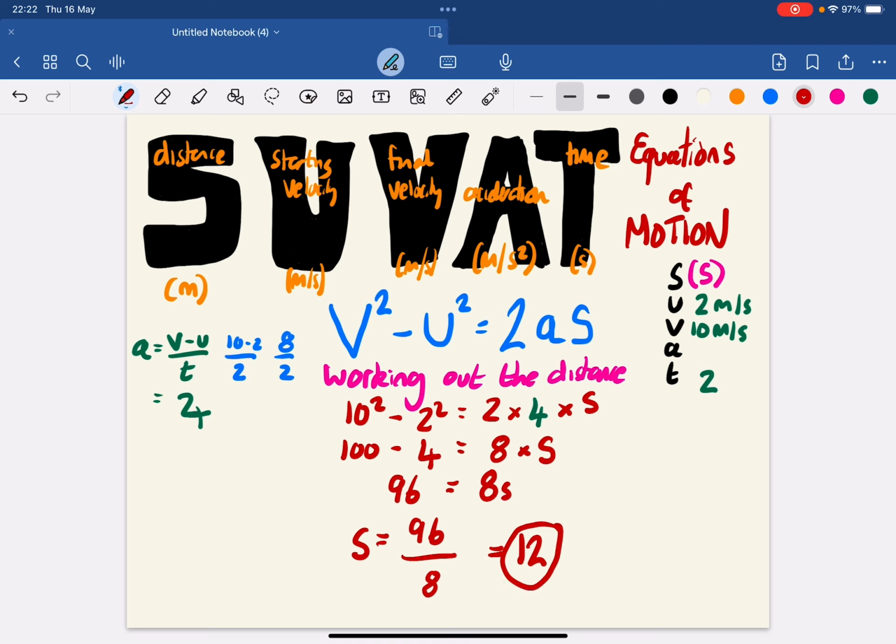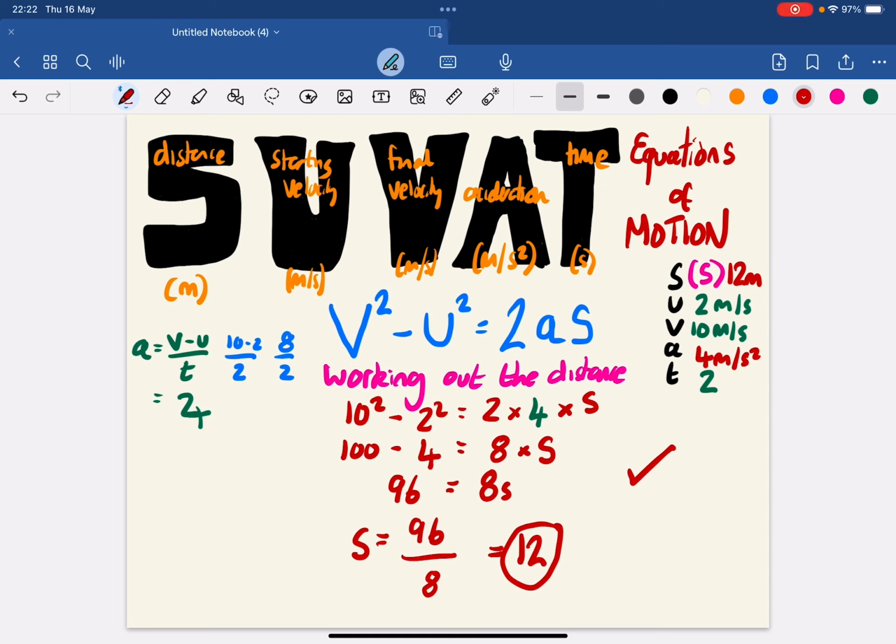So on here we know that S is going to be 12 meters, and our acceleration here is 4 meters per second squared. And you can put everything into your calculation there just to confirm it. So V squared take away U squared, 100 take away 4 is 96, and 2 times 4 times 12 is 96. So that's how we can put numbers into our Suvat equation and rearrange it slightly.